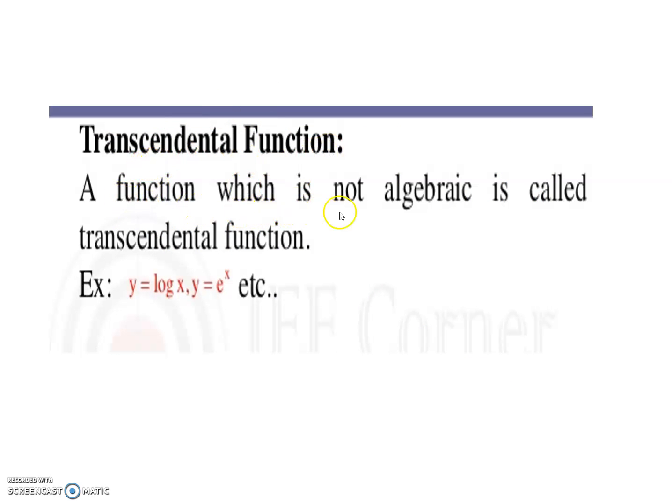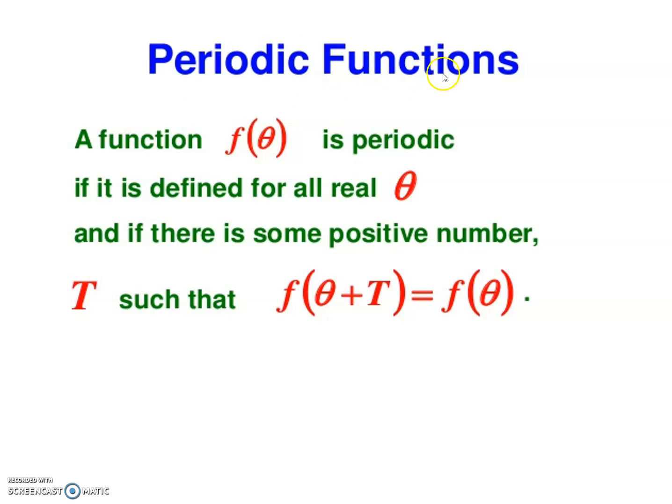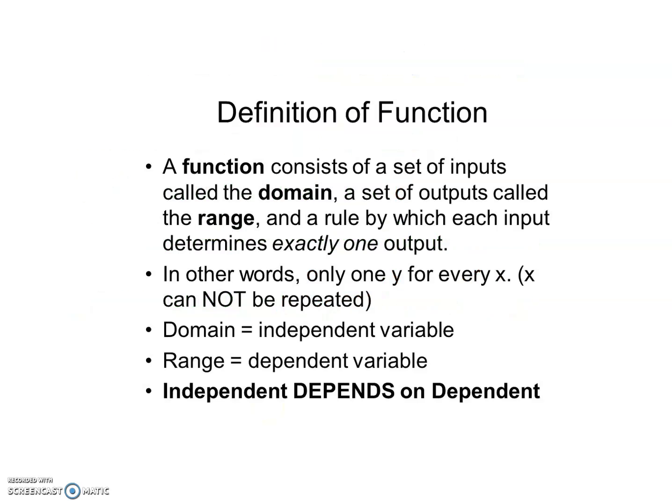Transcendental function. A function which is not algebraic is called a transcendental function. For example, y is equal to log x, y is equal to e raised to x, etc. Periodic function is important in physics. A function f of theta is periodic if it is defined for all real theta and if there is some positive number capital T such that f of theta plus T is equal to f of theta, where T represents the period or time.